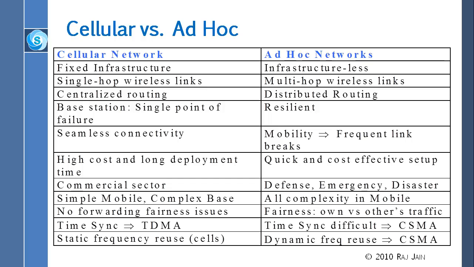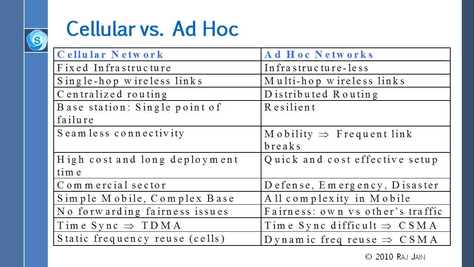The routing in the cellular network is centralized. In ad hoc networks, it is distributed. Cellular networks are really prone to failure because if the base station goes down, the whole network goes down. In ad hoc networks, if one node is shut down or one node is destroyed, the network still stays intact. So it's very resilient to failures.